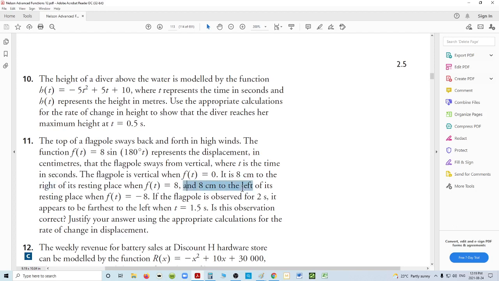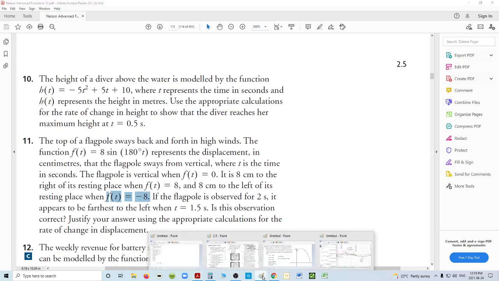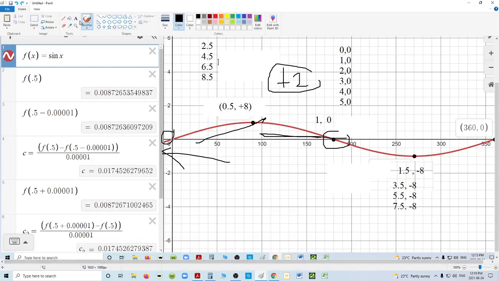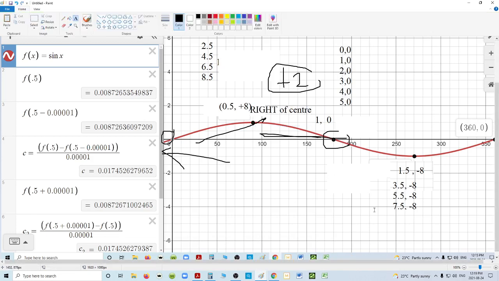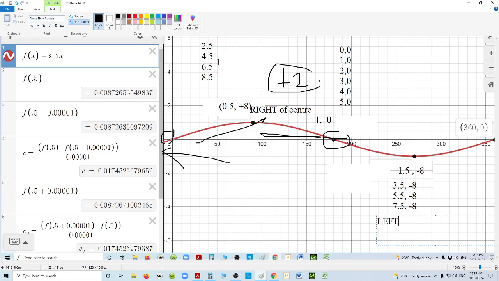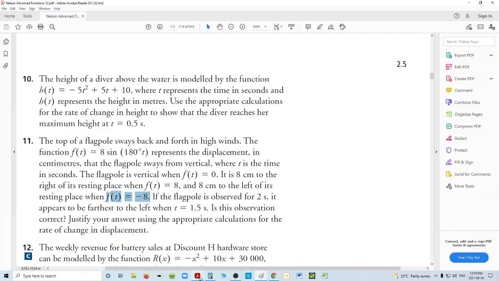And it's 8 centimeters to the left of vertical of its resting place when it's at the minimum value, minus 8. So that means on our graph, top values, max values, are considered to be right of center, and minimum values are considered to be left of center. So it's always important to understand what they're asking.